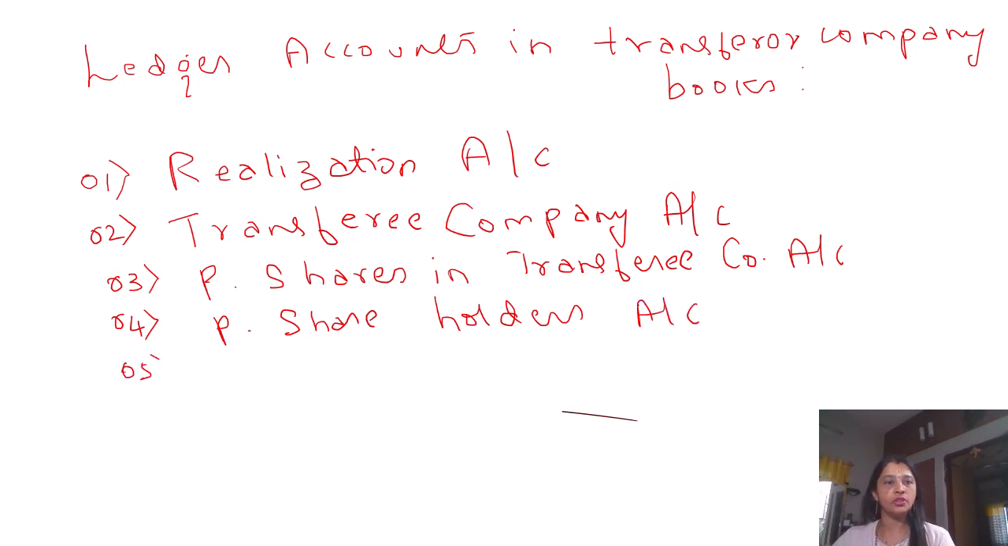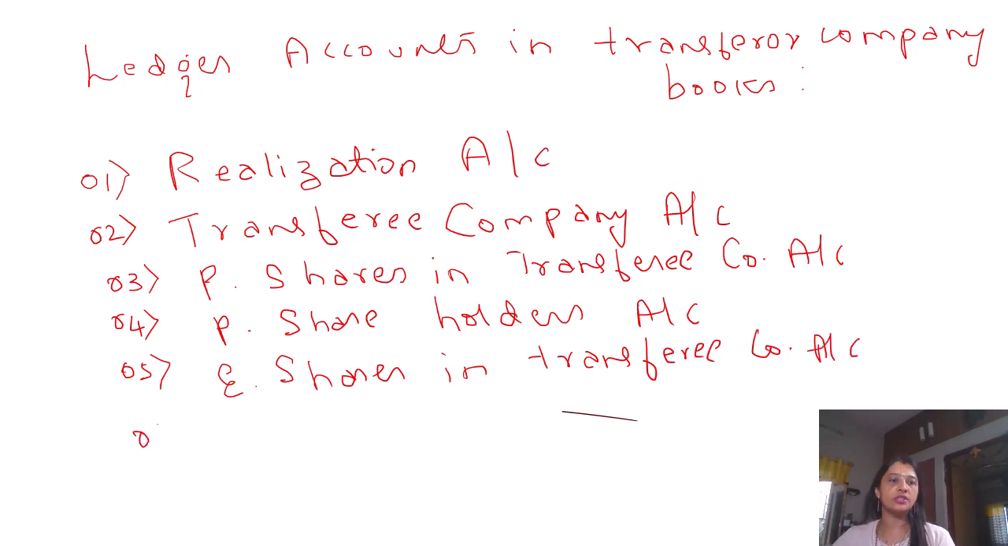Then we open equity shares in transferee company account. And the last one is equity share holders account. So these are the normal ledger accounts.